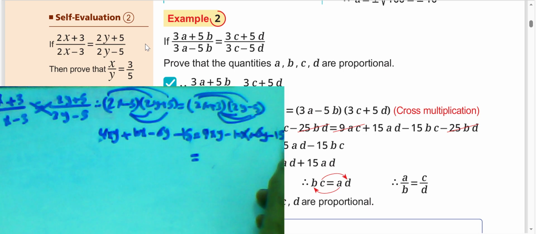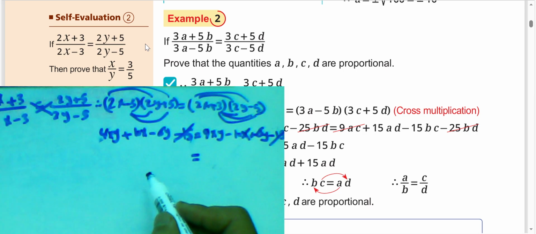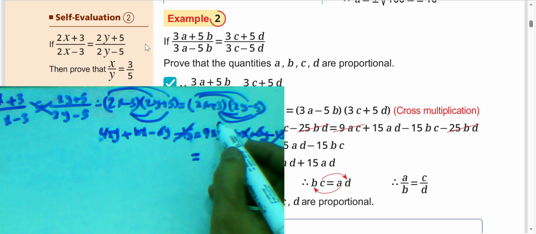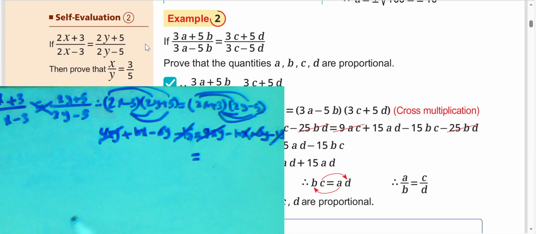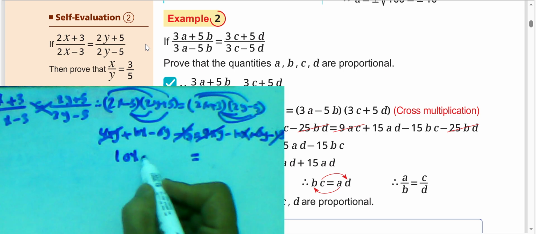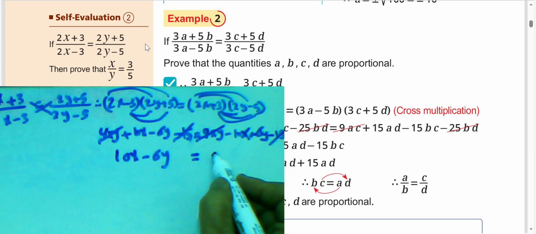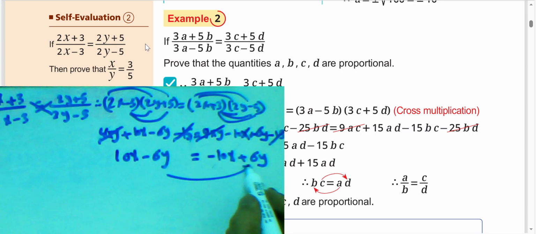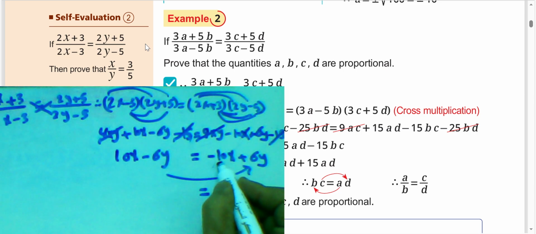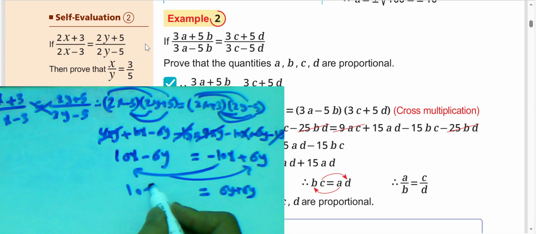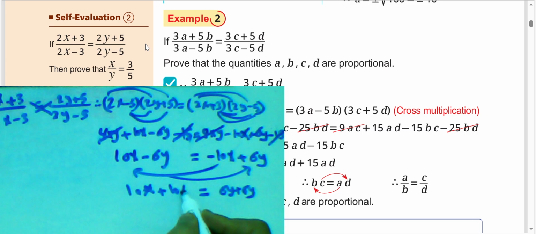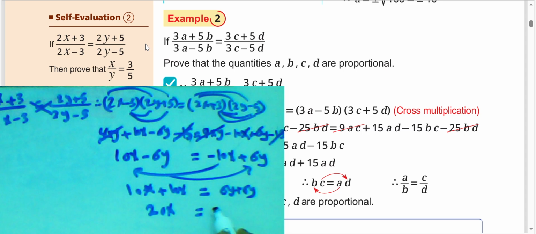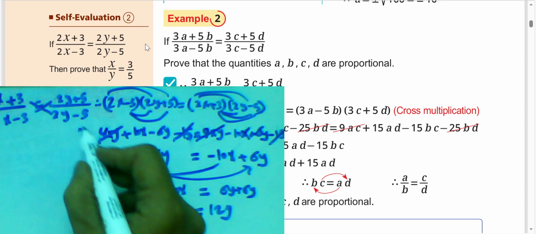Now I will simplify: negative 15 and negative 15 cancel, and 4xy subtract 4xy equals 0. Then we have 10x minus 6y equals negative 10x plus 6y. Move negative 6y with 6y, and negative 10x with 10x. Then we have 20x equals 12y.